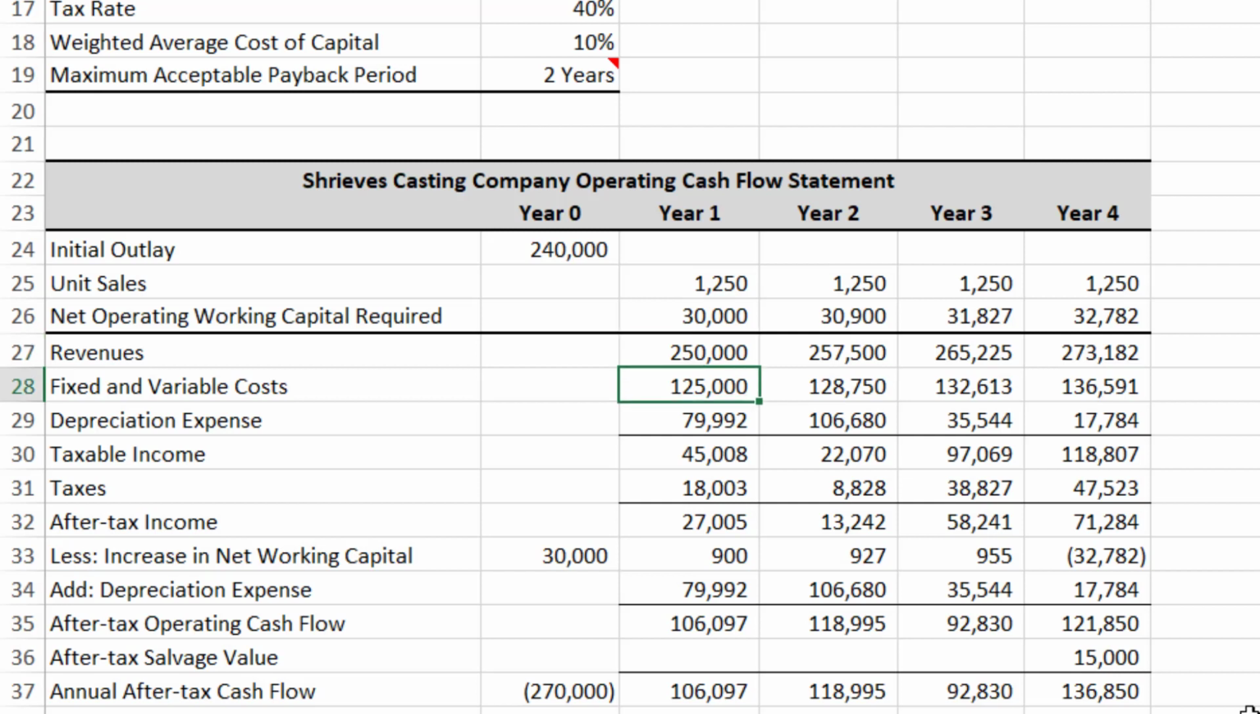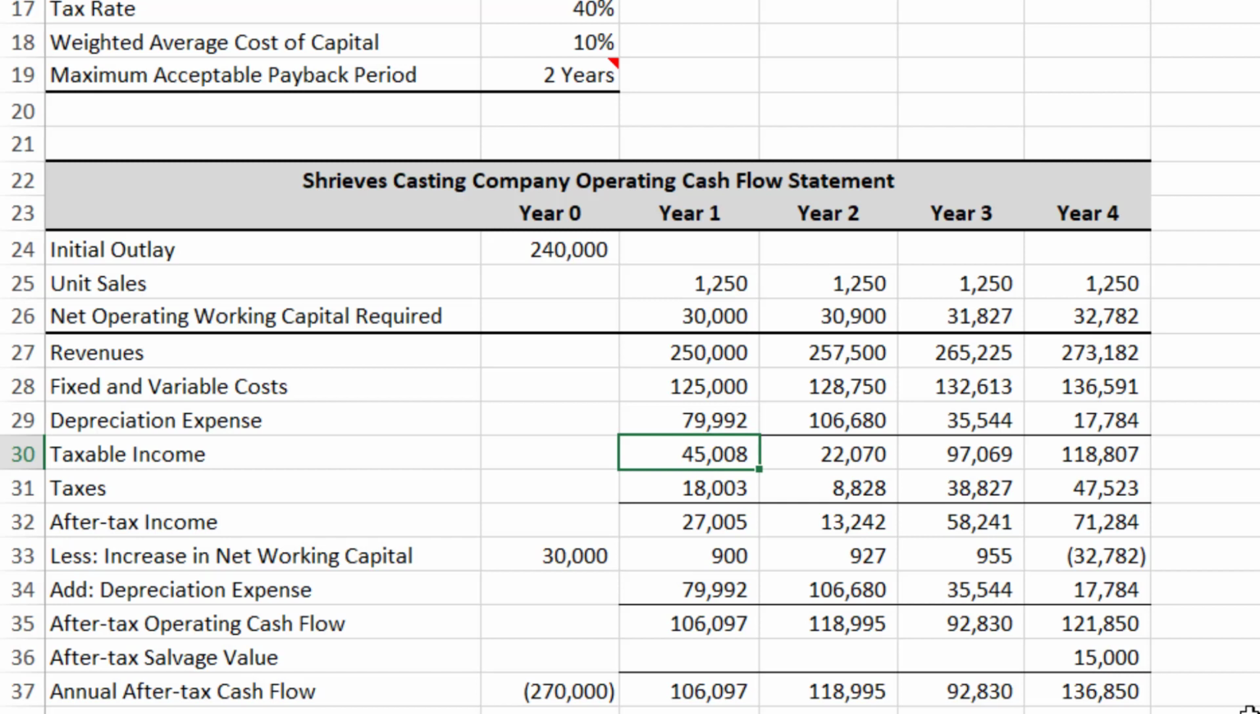And then our cost was the unit sales times 100, which gives us 125,000. And then depreciation expense, remember we walked through how to calculate that. This would be 33.33% of the 240,000. The increase in net working capital is not a part of the depreciable base. Only the 240,000 is. So we need to be a little bit careful about that.